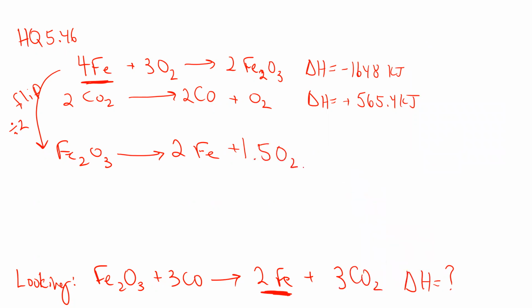So 1.5 oxygen, and then, exactly right, our delta H becomes positive now because we flipped the reaction. So we went from going downhill to now going uphill. So we're going to have a positive. We have to divide the delta H by 2 as well. So positive 824.